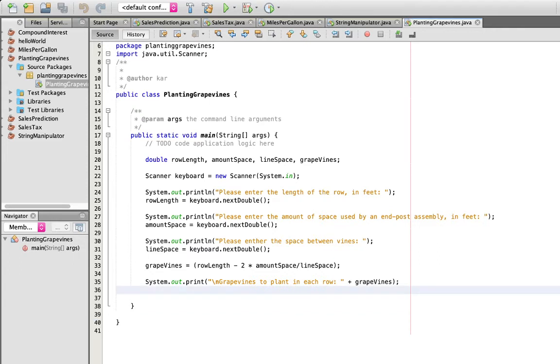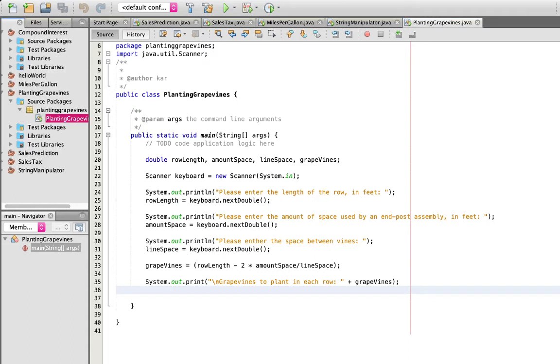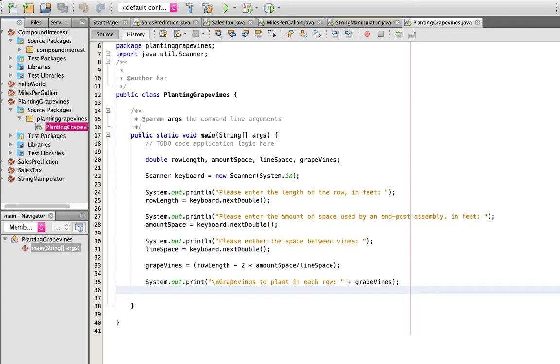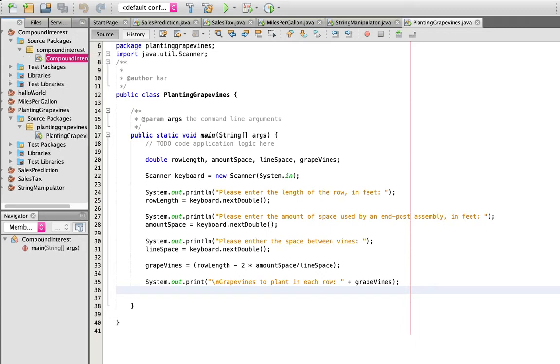So yeah, that's the planting grapevines problem, number 20. And then lastly, number 6 was the compound interest. Yeah, that one was the last one, compound interest. Let's go to it.